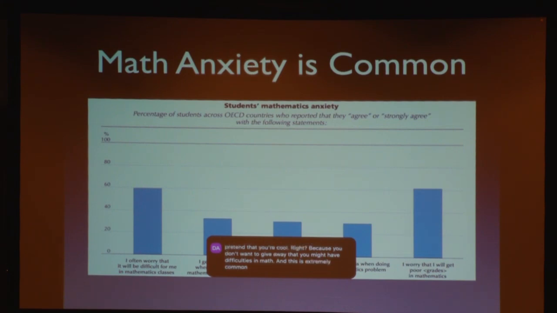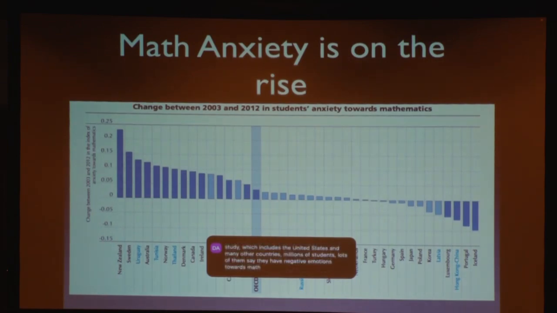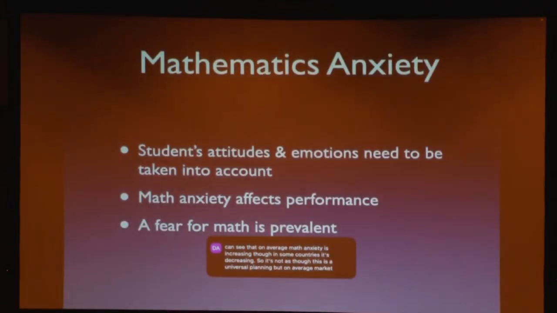So this is data from the OECD PISA study, which includes the United States and many other countries, millions of students. Lots of them say they have negative emotions towards math. And math anxiety is on the rise. This is between 2003 and 2012. It's probably even worse now, where you can see that on average math anxiety is increasing, though in some countries it's decreasing. So it's not a universal finding, but on average math anxiety is on the rise.